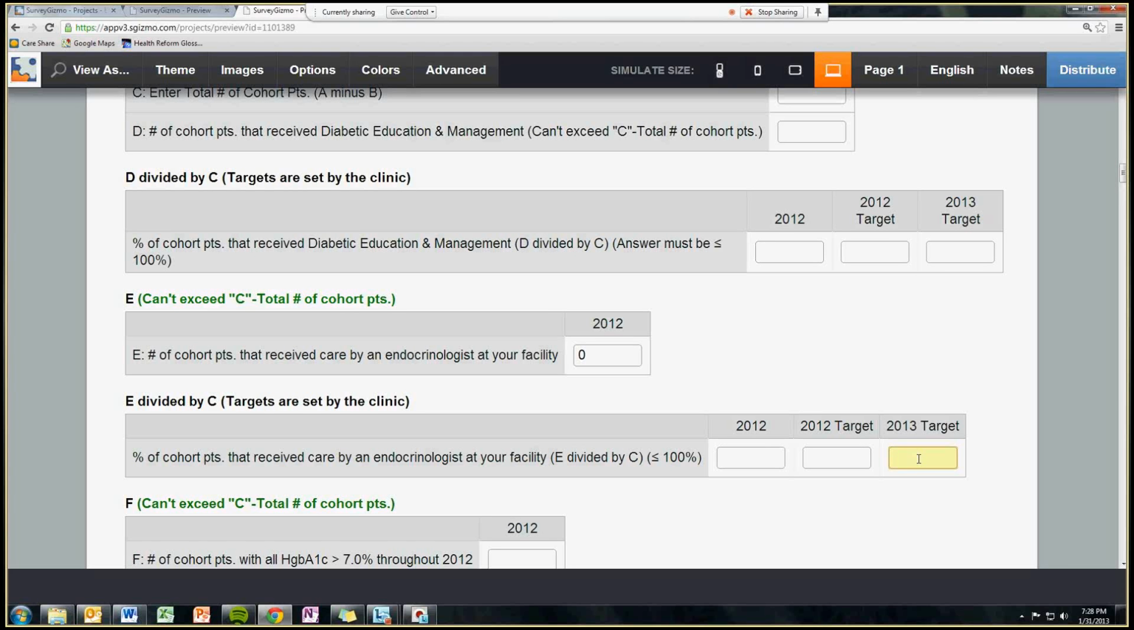You have control over what we call process measures, like running retinal exams and blood pressure assessments, so you can target more improvement for them than you could for an outcome measure like blood pressures or A1Cs, which you don't have as much control over.